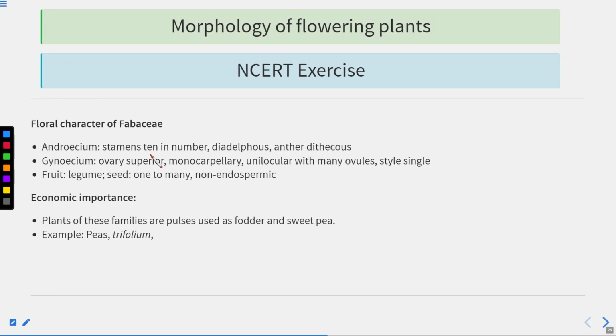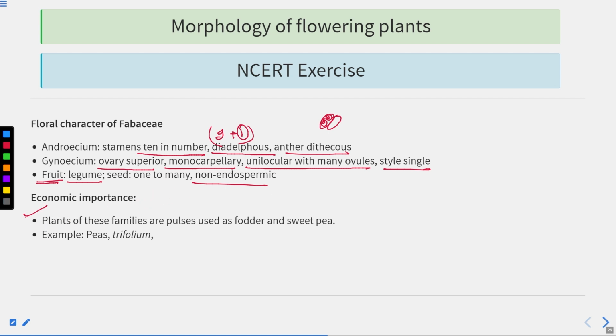Androecium: stamens are 10 in number. Diadelphous condition, 9 plus 1 arrangement, 9 in one group and 1 in another group. Anther is dithecous, and in one you can see the 2 thecae. Gynoecium: ovary is superior, monocarpellary, unilocular with many ovules, and style is single. The fruit is a legume. The seed is non-endospermic.